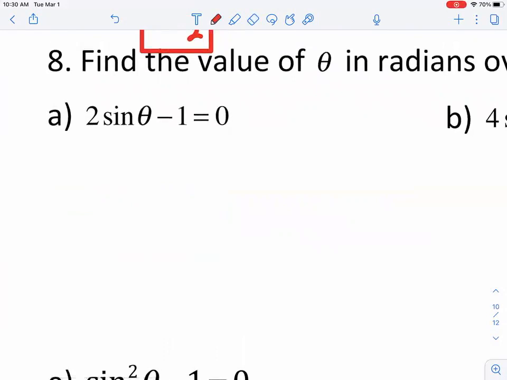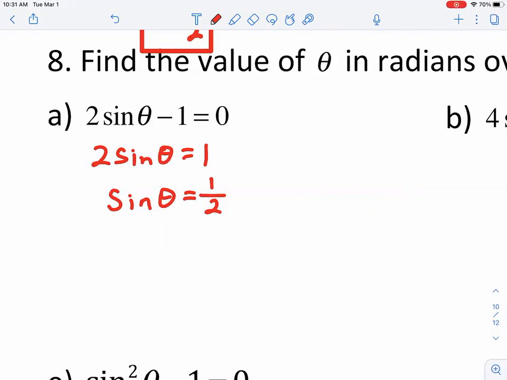I'm going to move the 1 over, so I have 2, this you should write down, 2 sine theta is equal to 1. I just added 1 to both sides. And then I'm going to divide by 2. So we have the sine of theta is equal to 1/2. But we're trying to solve for theta, not the sine.